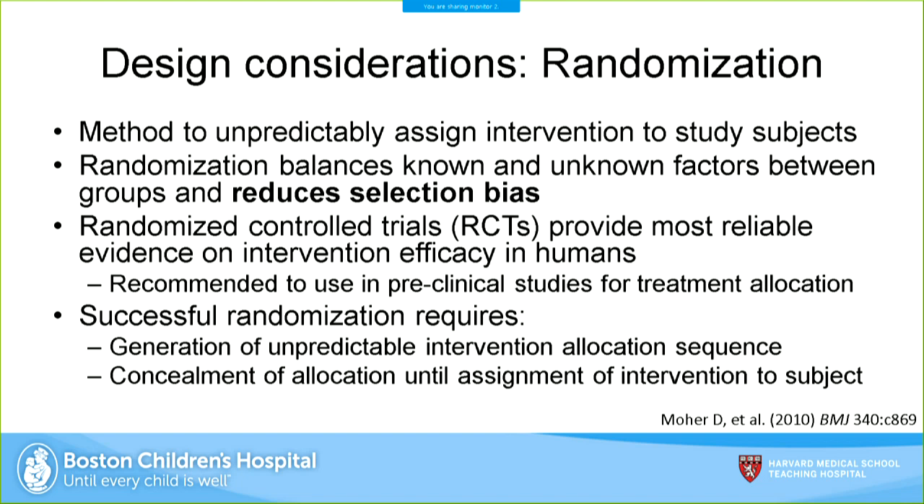And this is one way you can reduce the selection bias. And as such, in randomized controlled trials for drug development, this is the gold standard. This is the most reliable evidence we can have for intervention efficacy in humans. And there have been papers talking about reproducible research in preclinical studies where they recommend that randomization techniques can also be applied to mice studies, for example.